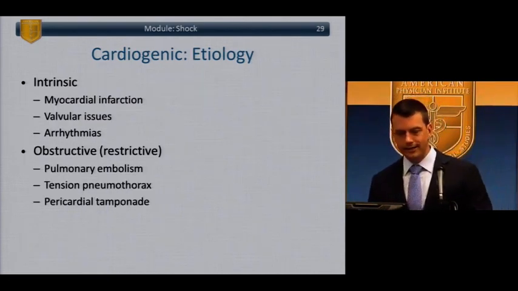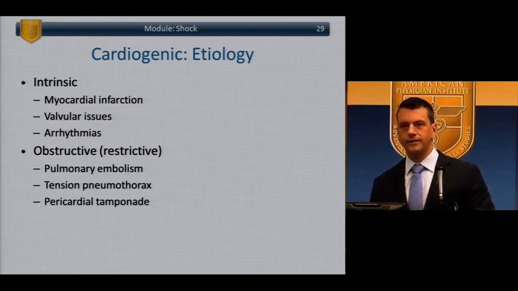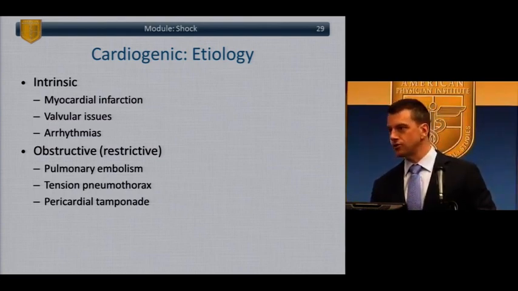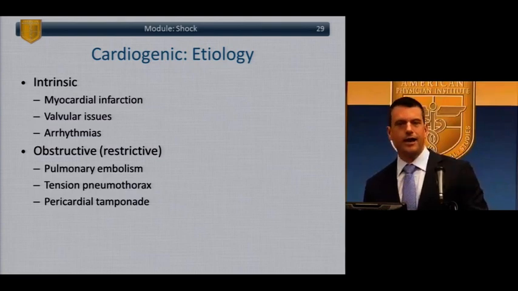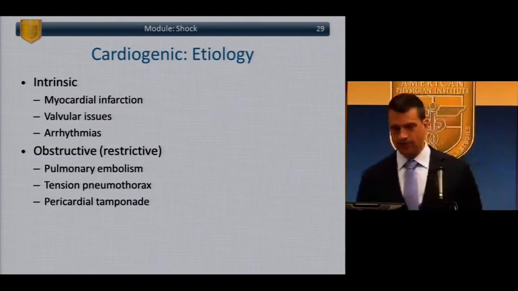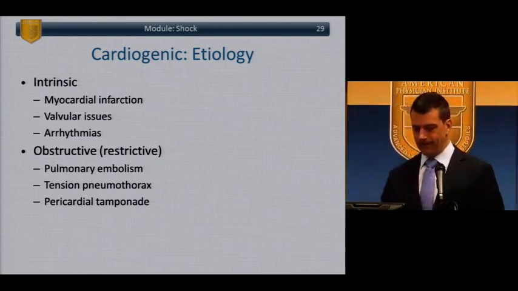Again, there's intrinsic myocardial infarctions, any valvular issues, arrhythmias, all of these things like AFib can lower your, acute AFib can drop your cardiac output by about 15% in some people with the atrial kick. And then there's obstructive causes, and in the surgical or trauma setting, this includes pulmonary embolism, tension pneumothorax, and pericardial tamponade. We'll talk about each of those as we progress.